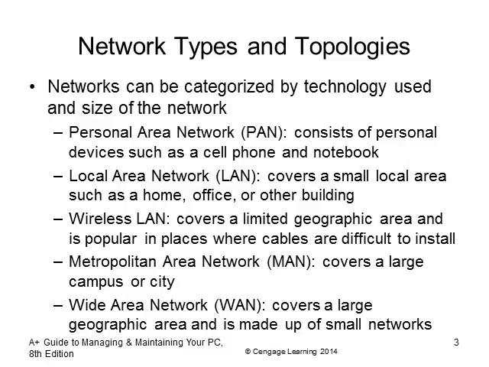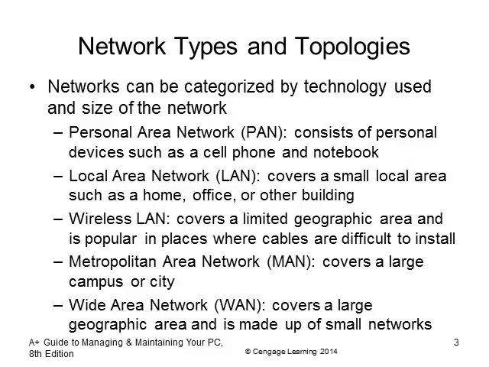A wireless LAN covers a limited geographic area and is popular in places where cables are difficult to install. We also have a WLAN on campus. The canteen area and some of the other areas around campus have access to the overhead wireless network. Then there's a MAN, Metropolitan Area Network, and that covers a large campus or city. You'll see this in some of your larger, more metropolitan areas, not really around here.